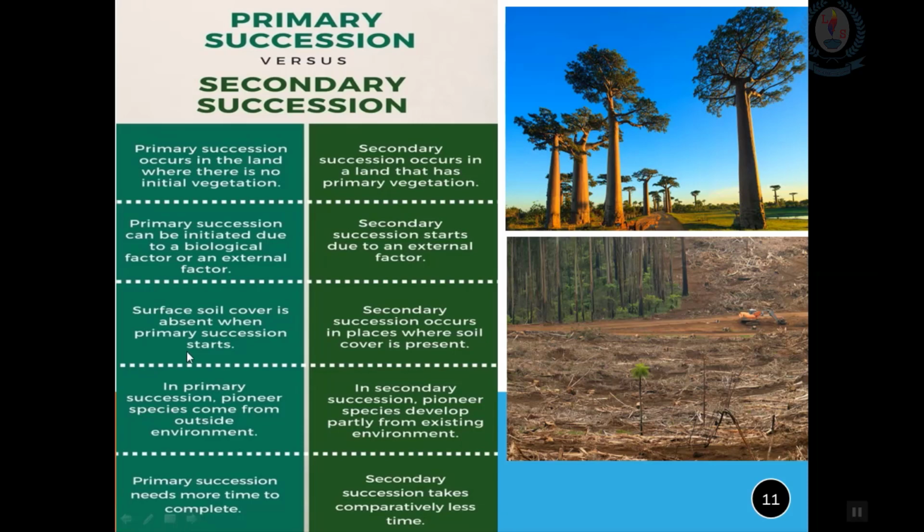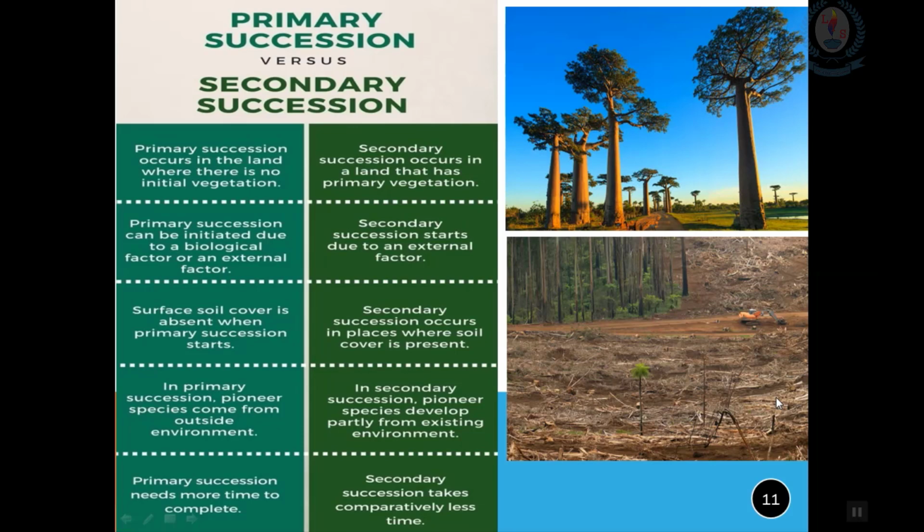So here you can differentiate between primary succession and secondary succession. Primary succession occurs in land where there is no initial vegetation, whereas secondary succession occurs in land that has primary vegetation. Primary succession can be initiated due to a biological factor or an external factor, but secondary succession always starts with an external factor.